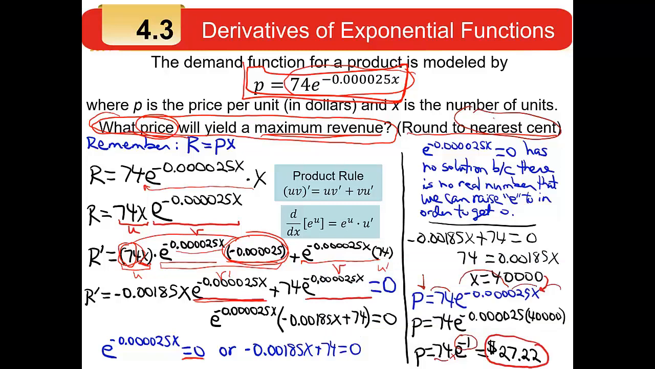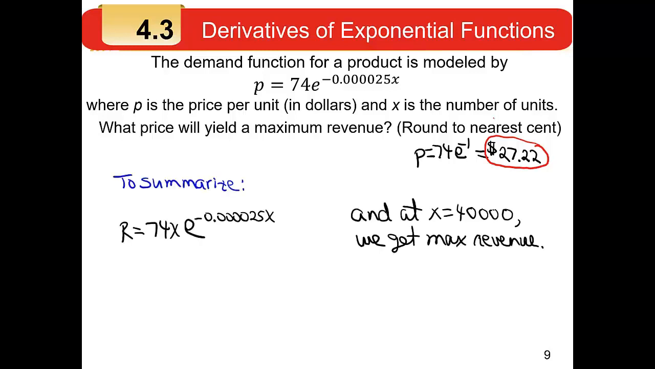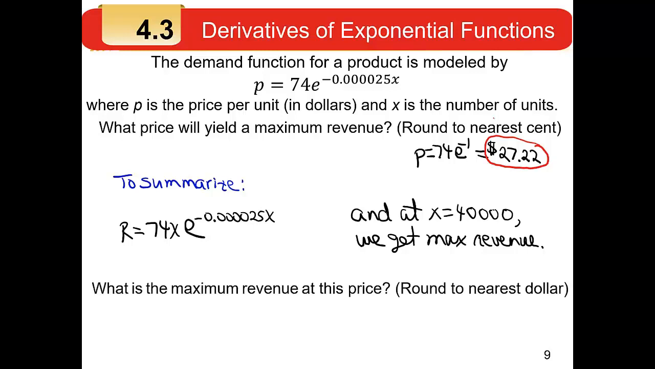I'm going to clean that up and push some stuff out of the way because there's a second question coming. So we found out earlier that the price was $27.22. The next question is going to be about what the maximum revenue is at that price. But we're going to need to refer to some of the information that we produced earlier.